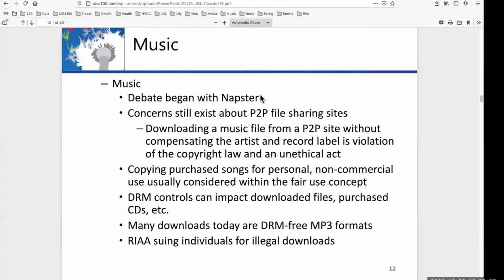But Napster, of course, was based on peer-to-peer, which is torrents. Torrents are still available. Following Napster, anyone who used a torrent was seen as a pirate. And that's not the case. There are good applications for peer-to-peer networking, for torrents, for sharing non-copyrighted material. So just because someone uses a torrent does not mean that they're involved in illegal activities.